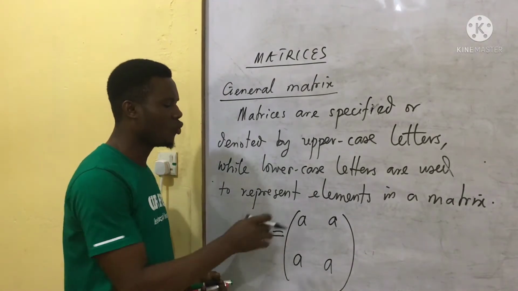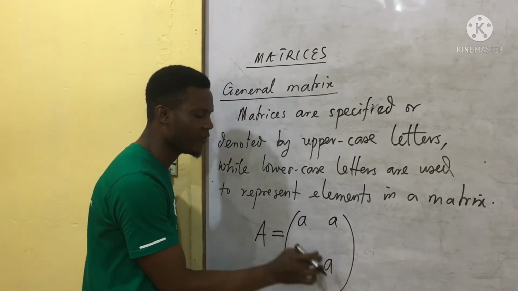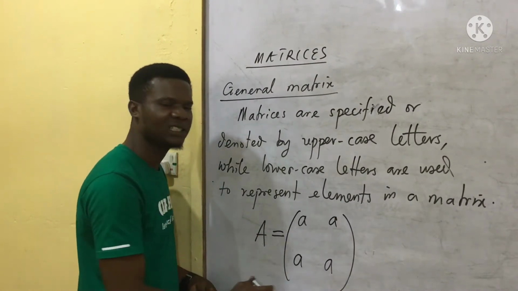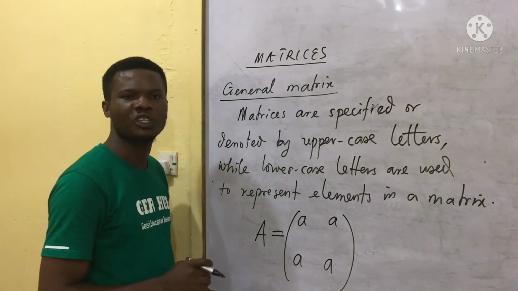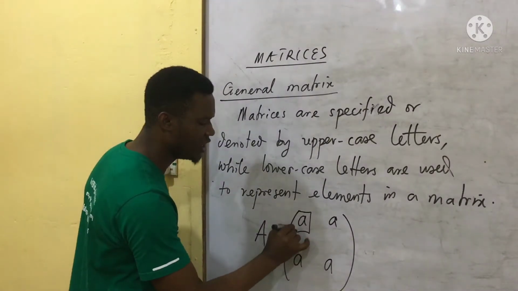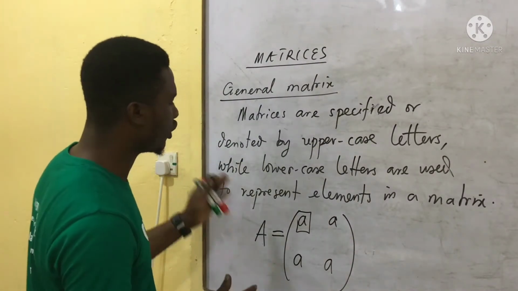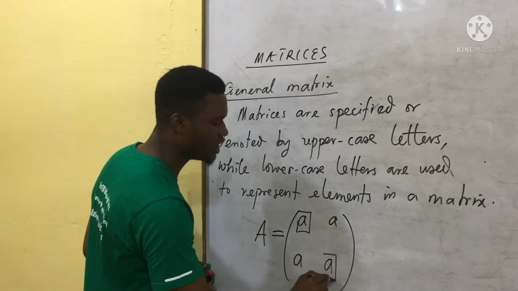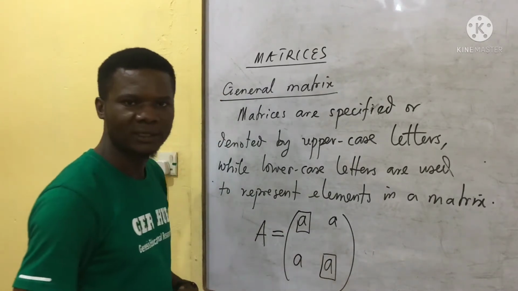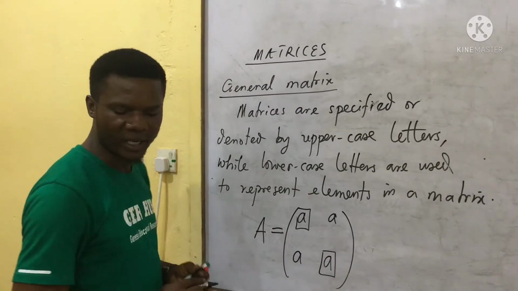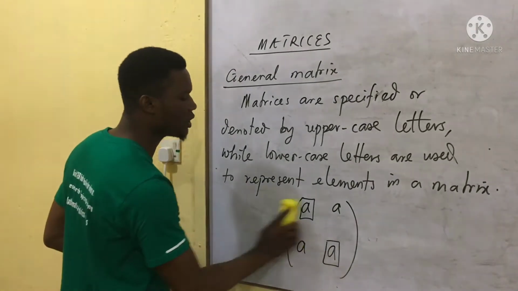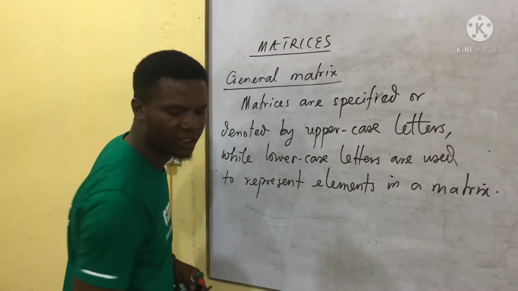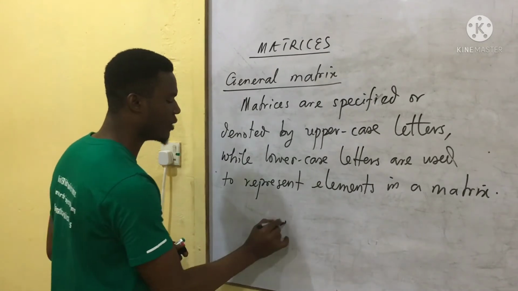If you were asked, what differentiates this a from this a? All of them are a's, but they do not occupy the same position in the matrix. This one occupies this position, being the topmost left. This one occupies this position, being the bottommost right. So how do we tell the difference in their location is what I want to explain in this segment of the video to round it up.